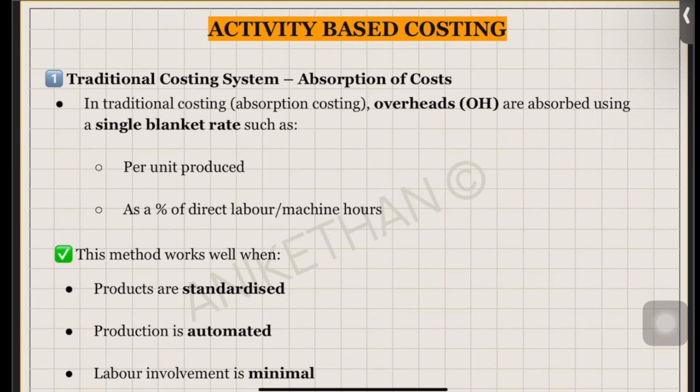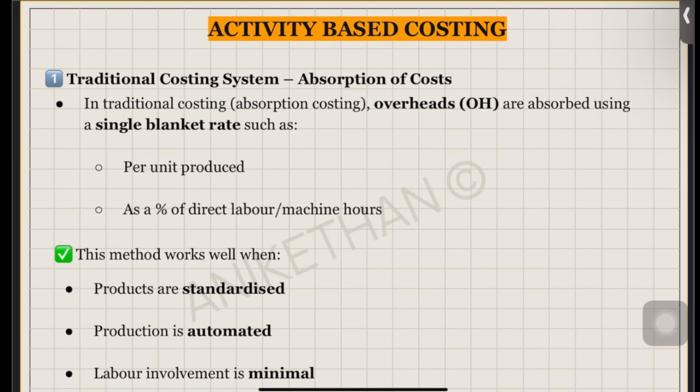So this is what you do with respect to ABC, or activity-based costing. You will identify certain activities. But before we go to what is activity-based costing, first let us understand what you do in traditional costing.